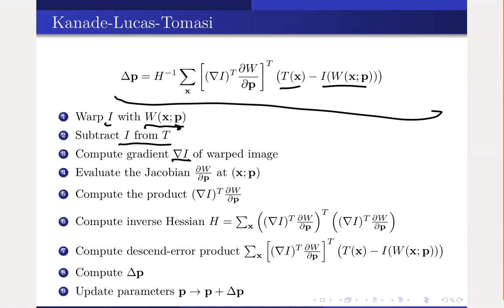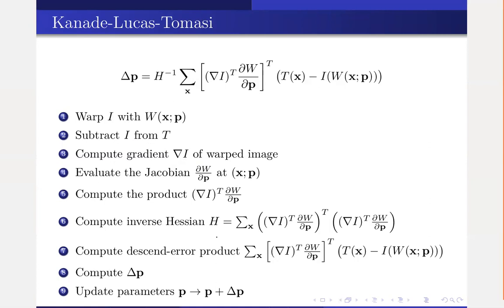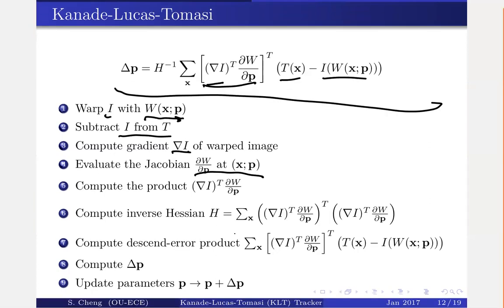So I compute this gradient image, and then compute this Jacobian as I mentioned earlier. Then compute this product, and so on. Then I have this term, and I also need to compute the inverse of this H here. Then compute this one, and finally compute delta P.